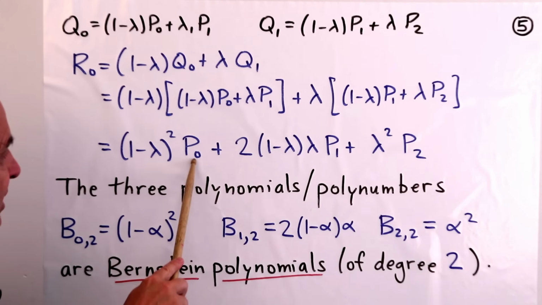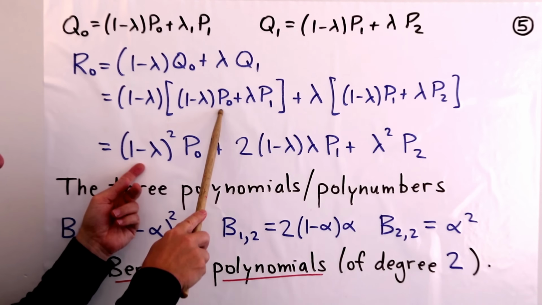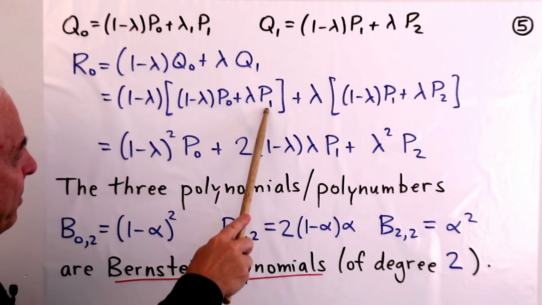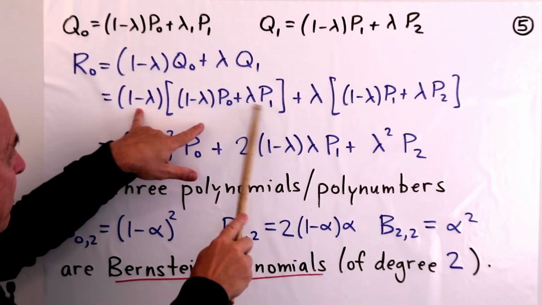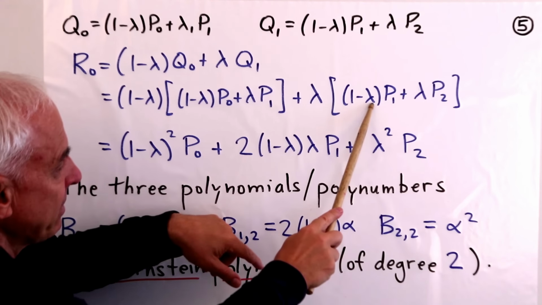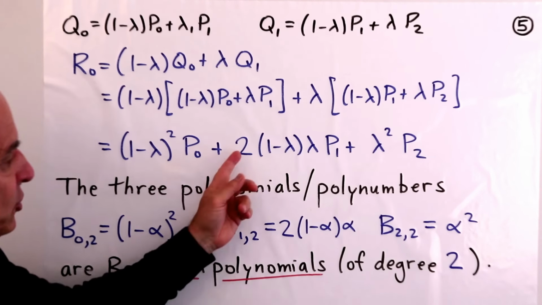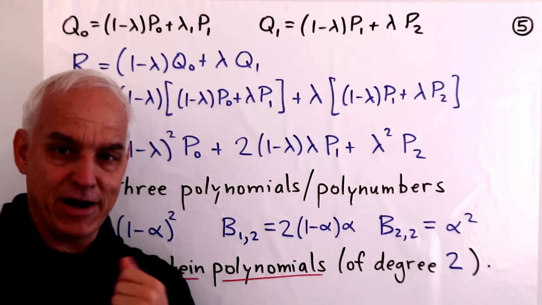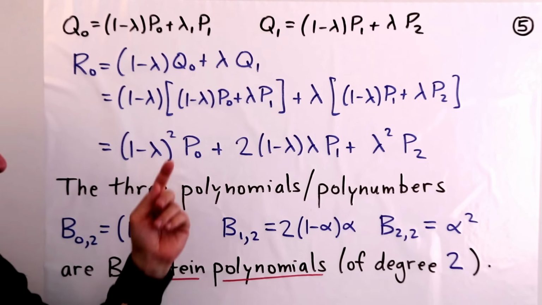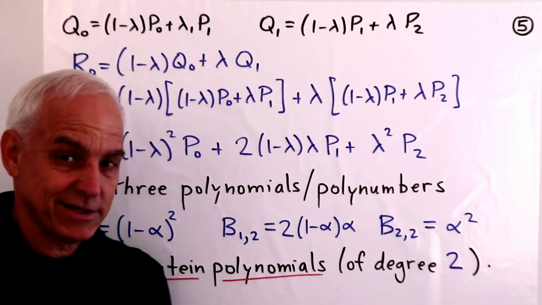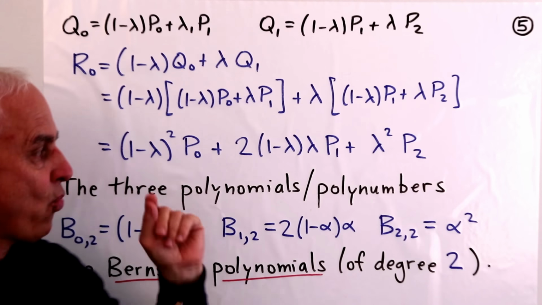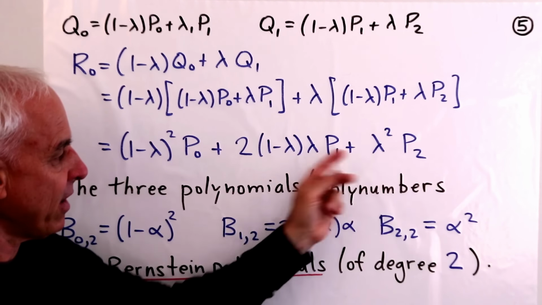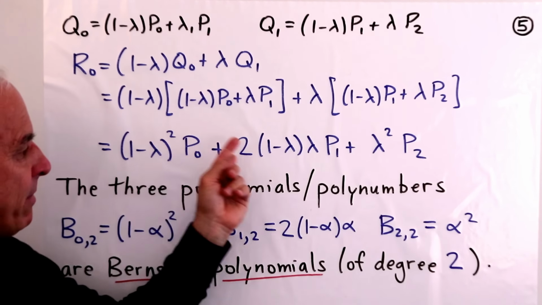The coefficient of P0 will be 1 minus lambda squared. The coefficient of P1, there will be a contribution here, lambda times 1 minus lambda, and another similar contribution here. So altogether, 2 times 1 minus lambda lambda. And the contribution of P2 will just be the lambda squared from here. So we're getting also an affine combination. So it's a combination of these 3 points, not vectors, but points, with coefficients that depend on lambda and have the property that they're always summing to 1.